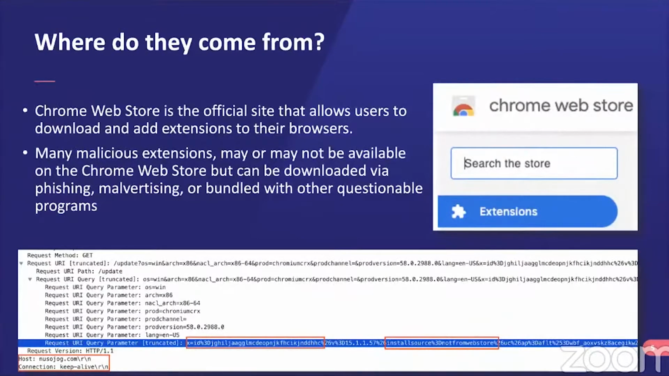So where do these extensions come from? The official answer is the Google Chrome Web Store. This is the sanctioned store for users to go and download their extensions and add them to their browsers. But what I've noticed in a lot of my research is many malicious extensions, some of which are available on the Chrome store and some are not, can be downloaded through a number of other ways. It's not just specifically through the Chrome store.